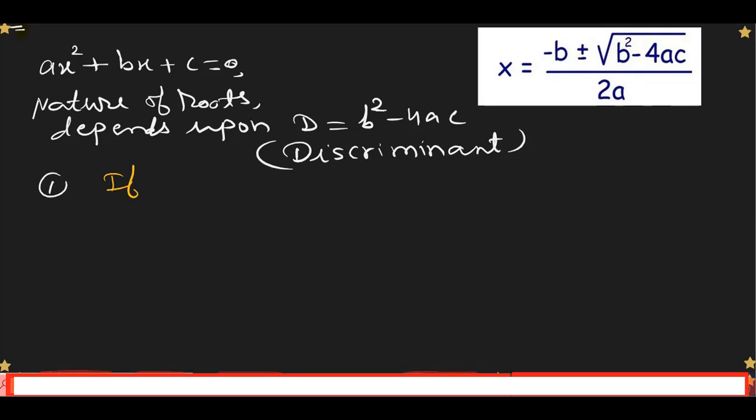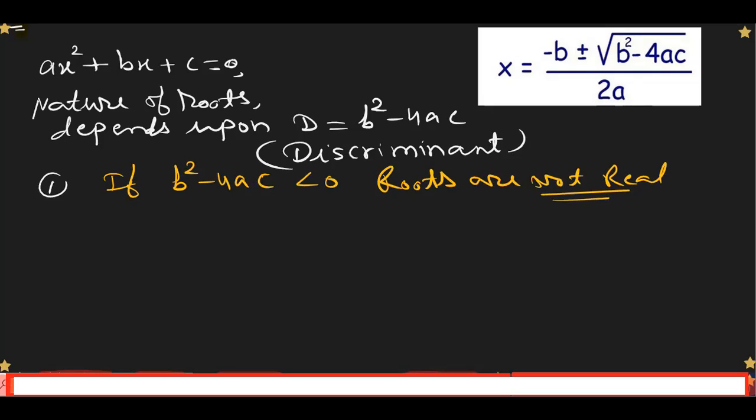If b square minus 4ac is negative, then roots are not real. अगर डिस्क्रिमिनेंट b स्क्वायर माइनस 4ac लेस देन जीरो, मींस नेगेटिव हुआ, तो जो रूट्स होंगे वो रियल नहीं होंगे.